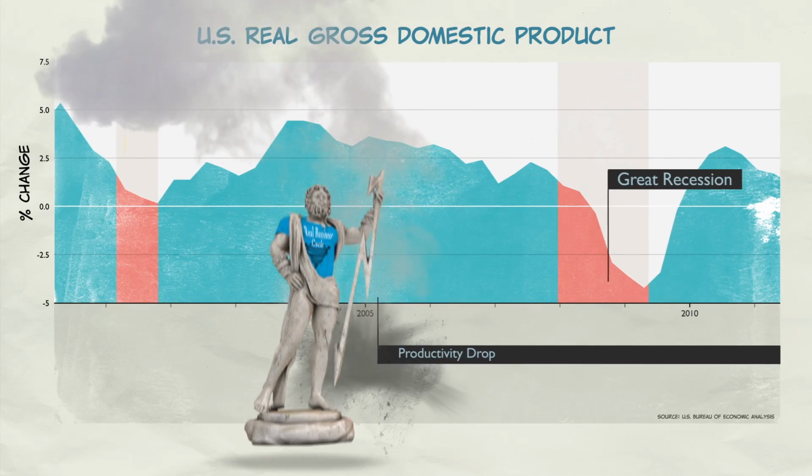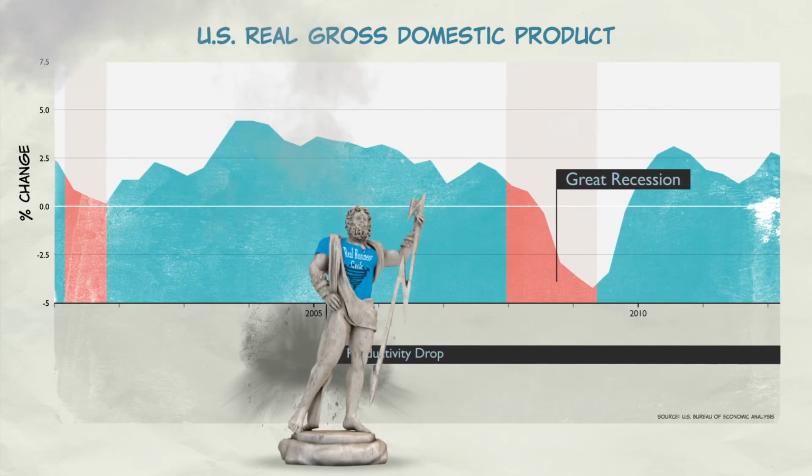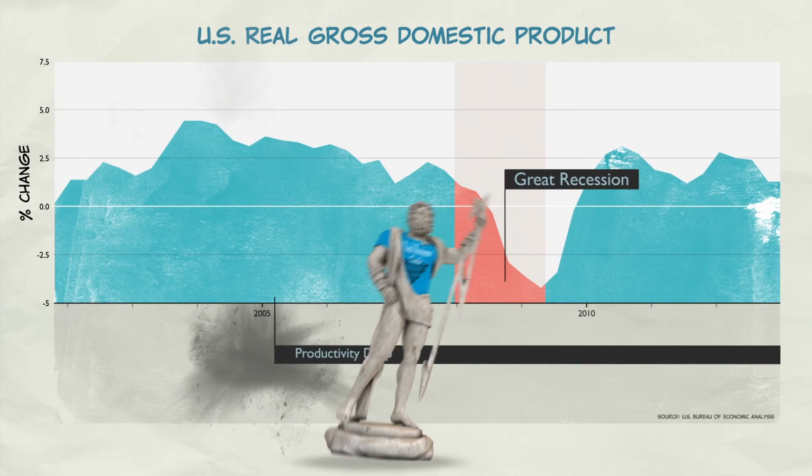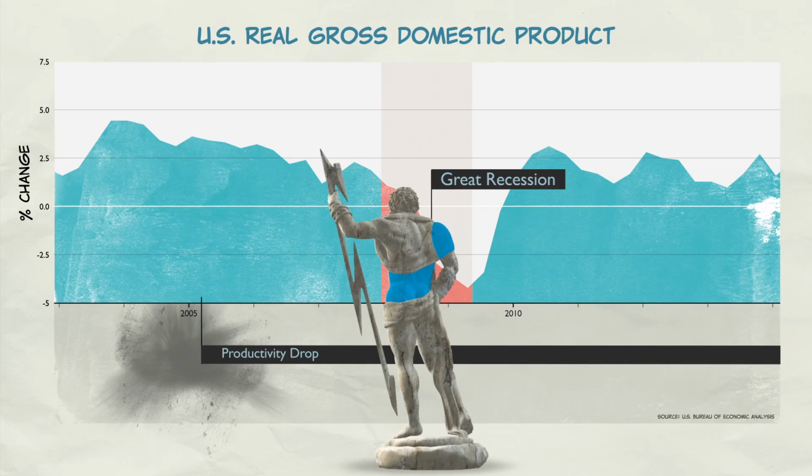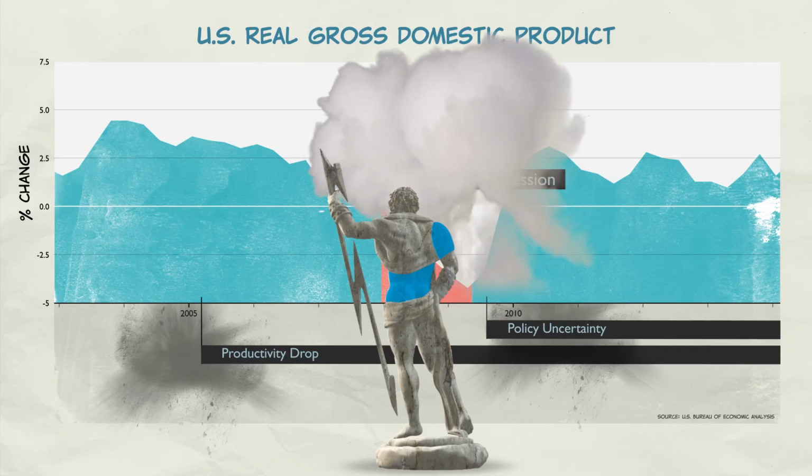Real business cycle theorists also would look at the period of recovery and ask, why was recovery so slow and so painful? Some of that was the continuation of a low rate of productivity growth, but also there was a lot of policy uncertainty.